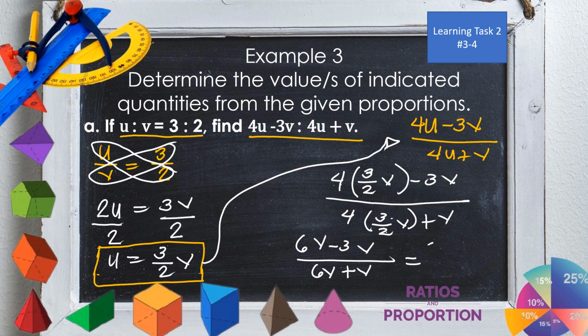So, 6v minus 3v, that is 3v, all over 6v plus v, that is 7v. And we can simply cancel v. And that means that the value of 4u minus 3v all over 4u plus v is equal to 3 over 7. Okay, I hope you got that. Let's proceed to the second example.